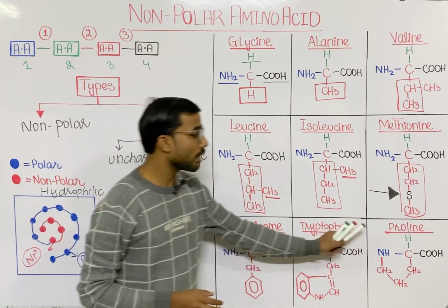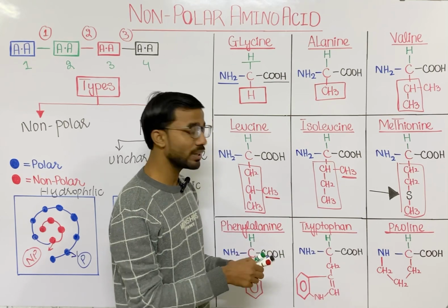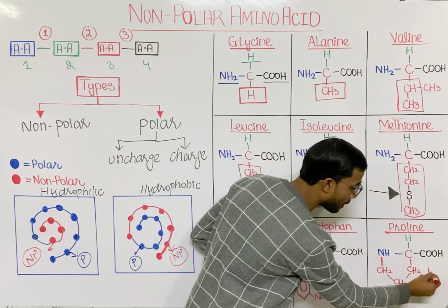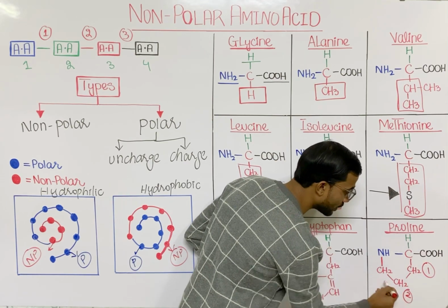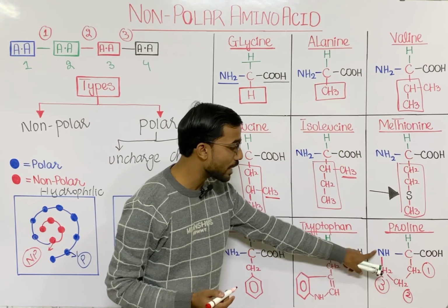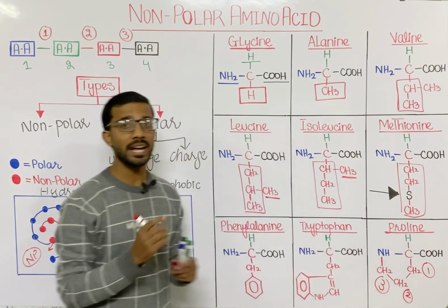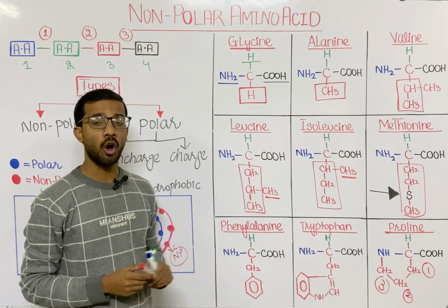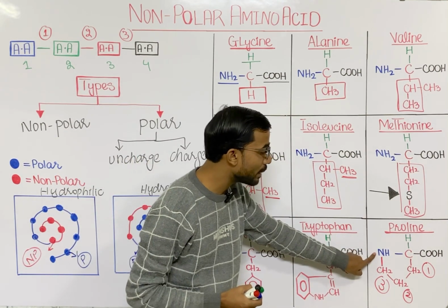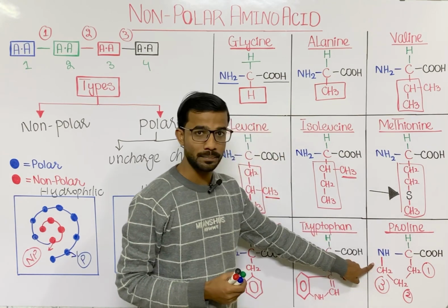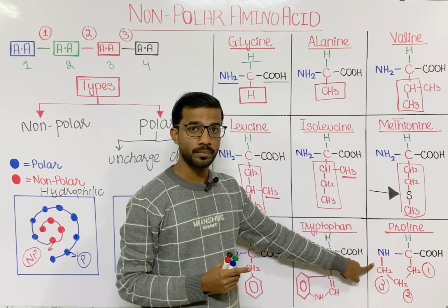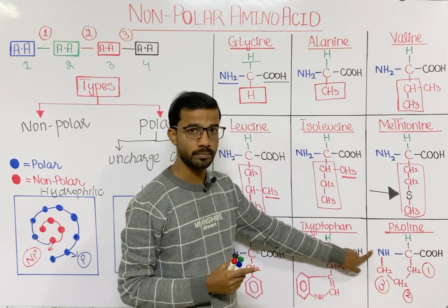In proline, you will see the presence of a three-carbon chain, that is one carbon, two carbon and three carbon. The last carbon is again directly attached to the amino group. That is the exceptional case among the non-polar amino acids, because here the amino group is directly attached to two carbon atoms. That's why it is the secondary structure of the amino group.